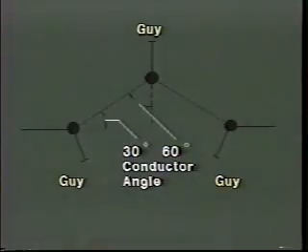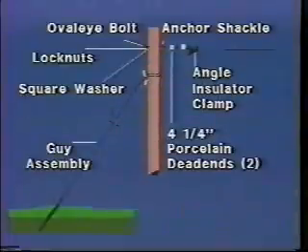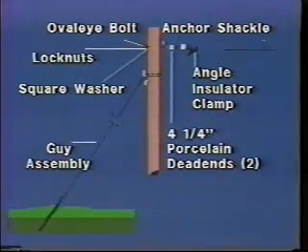When the conductor angle is between 30 and 60 degrees, either porcelain or epoxylator dead-end insulators are used in a horizontal configuration. This type of structure is frequently called a running corner. In this instance, the conductor is insulated from the ground by using two 4 1/4 inch diameter porcelain dead-end insulators. A bolted angle insulator clamp is used on the hot end of the line to clamp the conductor. The insulators are fastened at the pole end with a shackle oval eye bolt, square washer, and a lock nut.